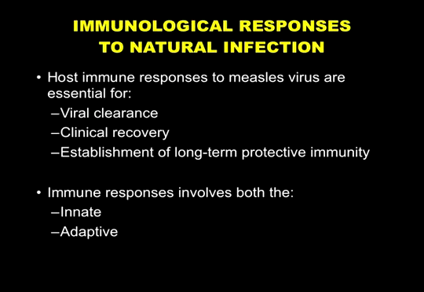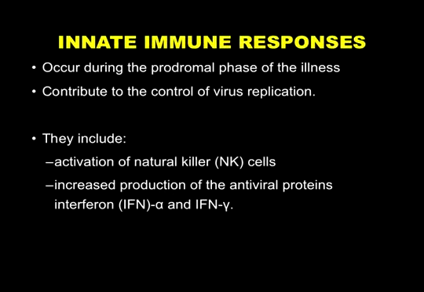Like all the other infections, the immune system has the non-specific, which is the innate, and the adaptive, which is more specific. In the case of measles, the innate response occurs usually during the prodromal phase of the illness, and it contributes to the control of viral replication. These responses include the activation of natural killer cells and increased production of antiviral proteins such as interferon alpha and gamma. Remember, measles is a viral infection.